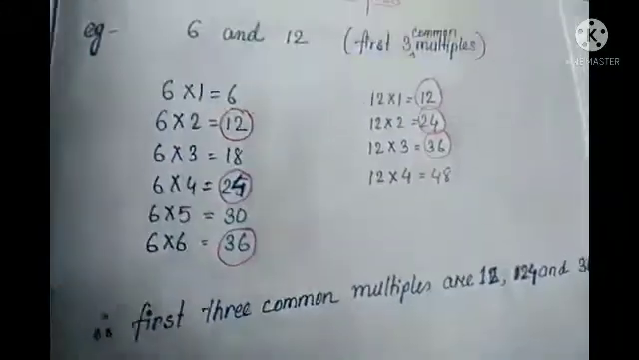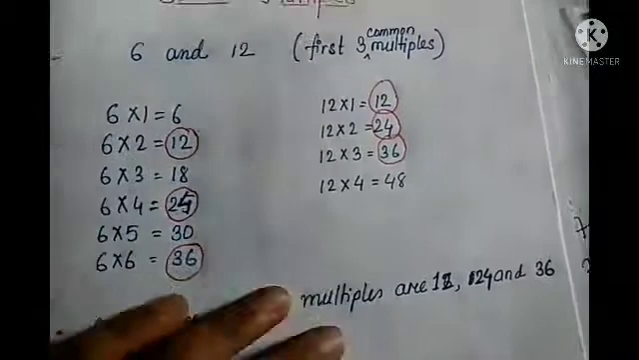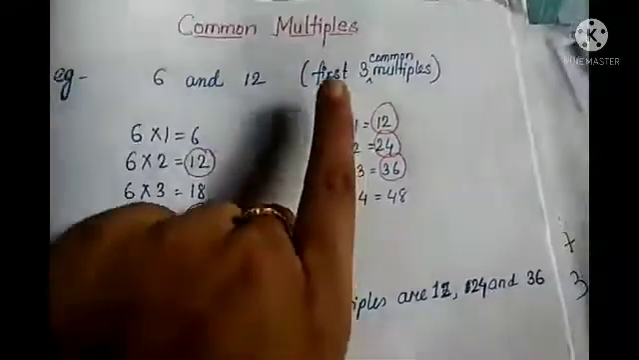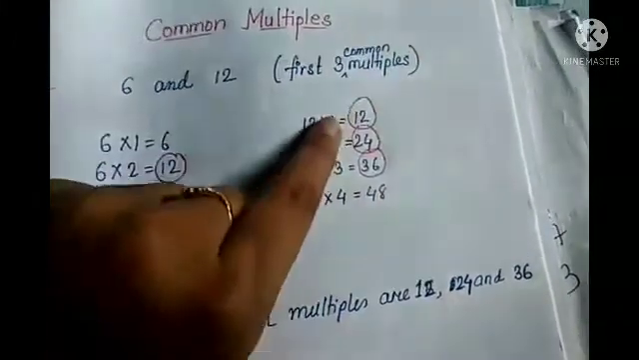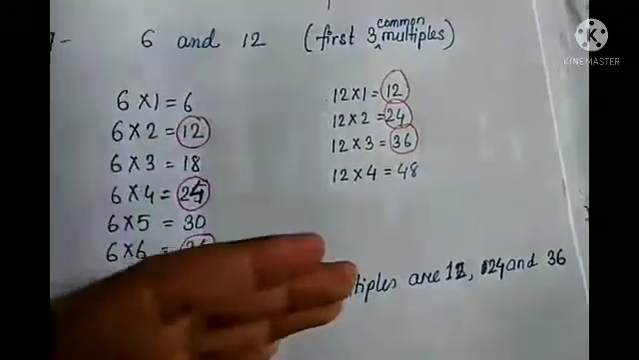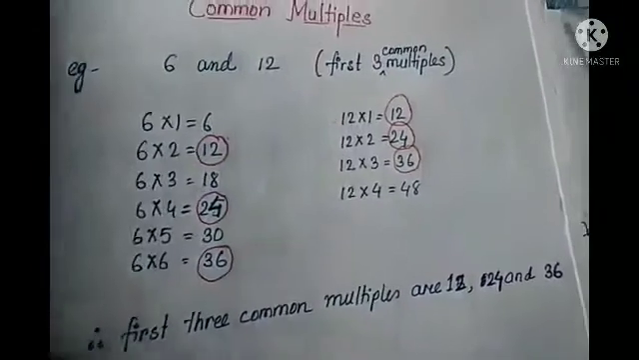Now you may also ask me, ma'am, how do we know where we have to stop? So from the question itself it is said that 3 common multiples. So already you get 3 common multiples. That means further no need to do. Okay, no need to find out the other multiples.